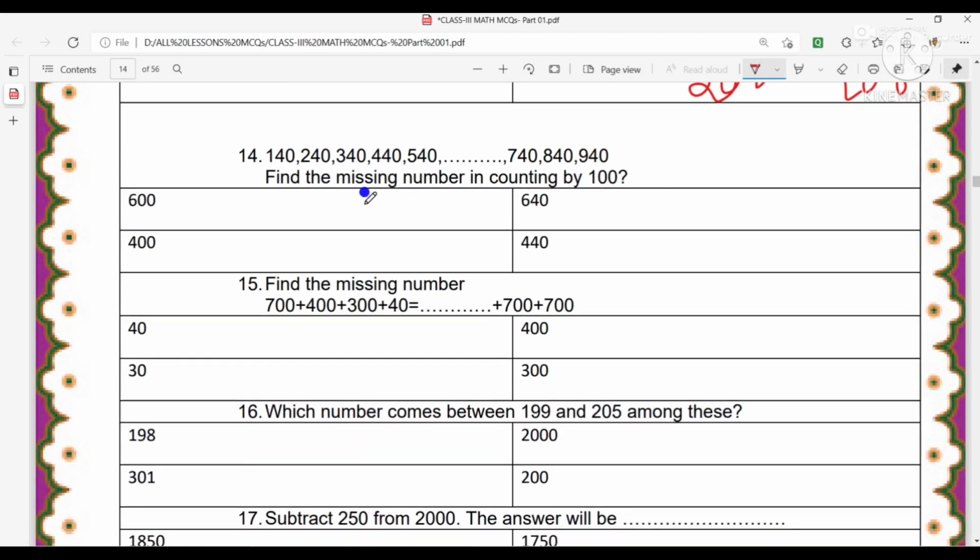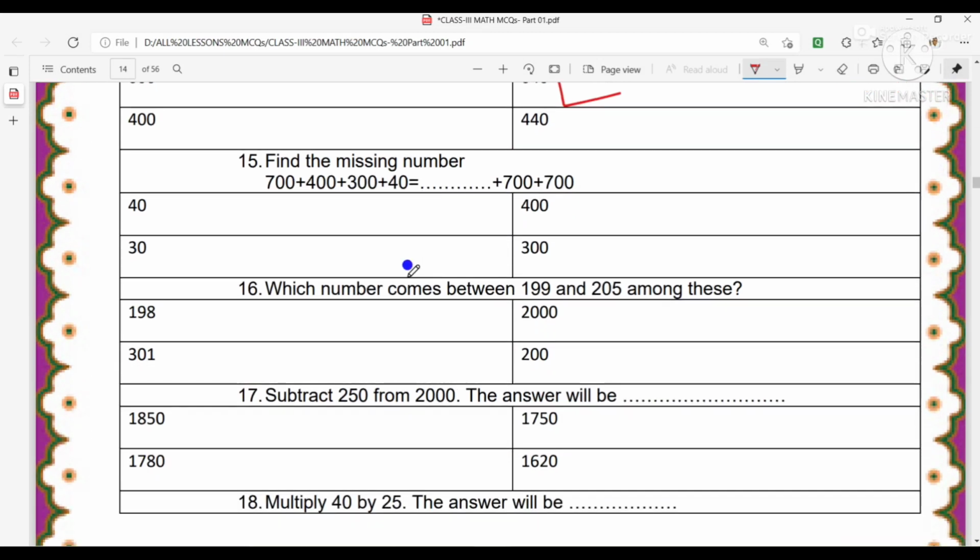Next, find the missing number in counting by 100. 140, 240, 340, 440, 540, then next will be 640. Find the missing number. 700 plus 400 plus 300 plus 40 equal to 700 plus 700 plus blank. Here 700 and 700 are equal. Here 400 plus 300 equal to 700. So 700, 700 equal. Then the rest number is 40. So here you can fill 40. So the answer will be 40.